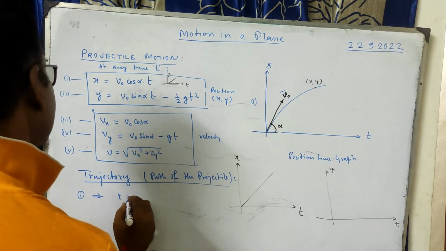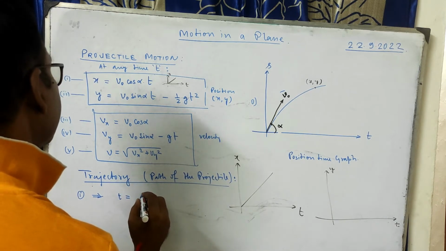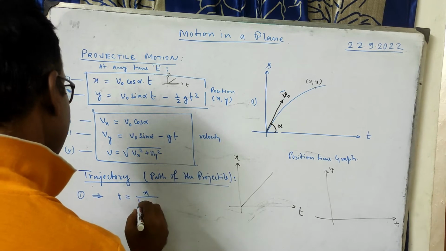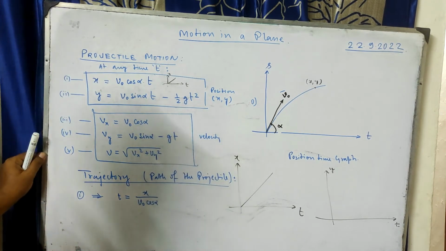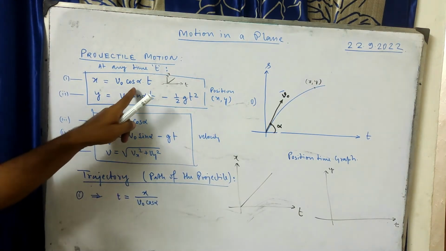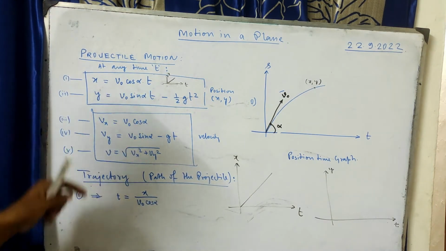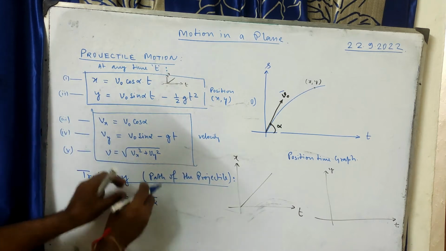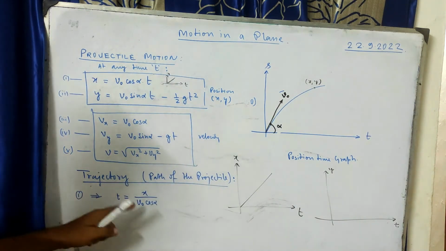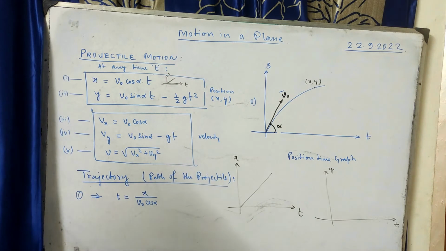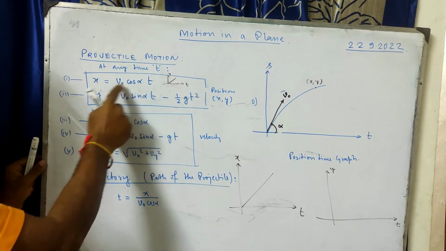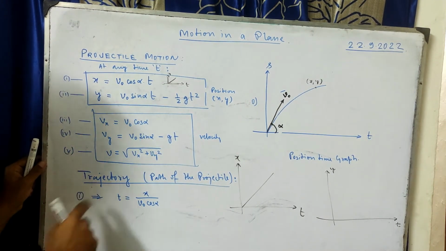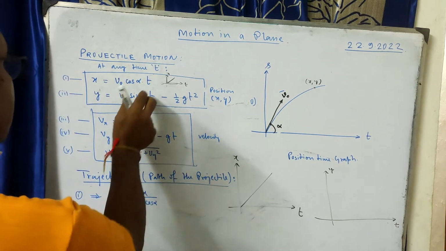T is equal to x by v0 cos alpha, or not? Just to include this x term in this y, I am doing this. Can you explain this? This is simple algebra. You take t here, you keep t here, what will happen? T is equal to x by v0 cos alpha. That is what I have done. That I am going to substitute here.